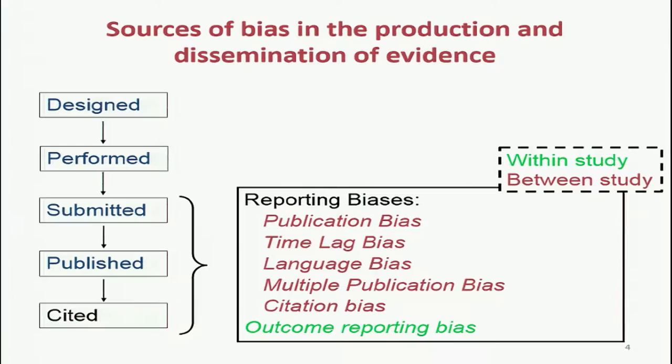And there's another type of bias which is very important, which is outcome reporting bias. And this is a bias that really plays within the study. This is about selecting outcomes that are more exciting, perhaps more statistically significant, more publishable. And I'll show you some data about outcome reporting bias.